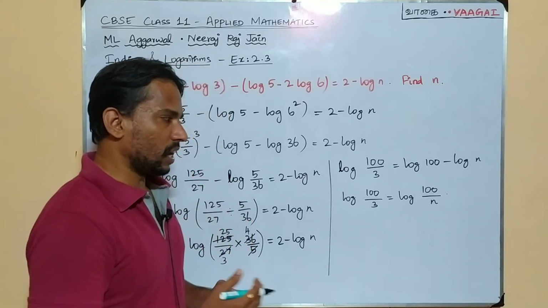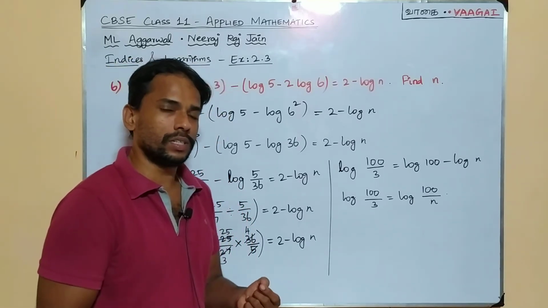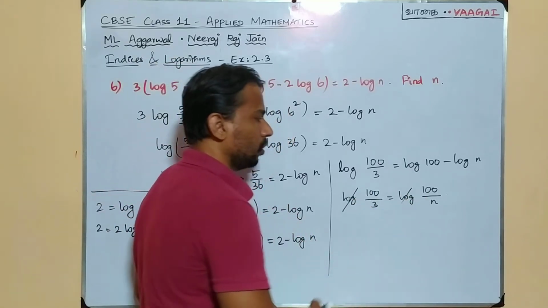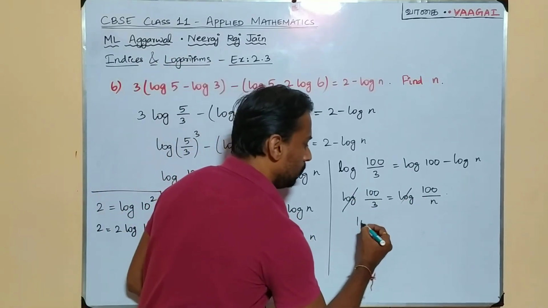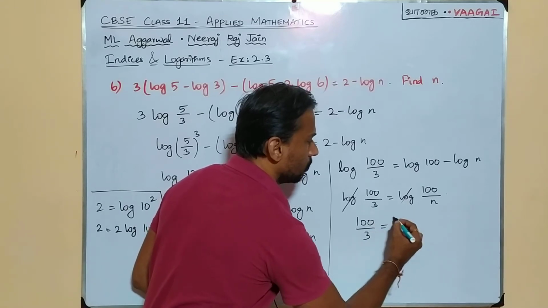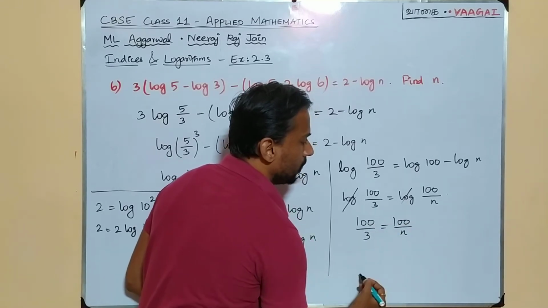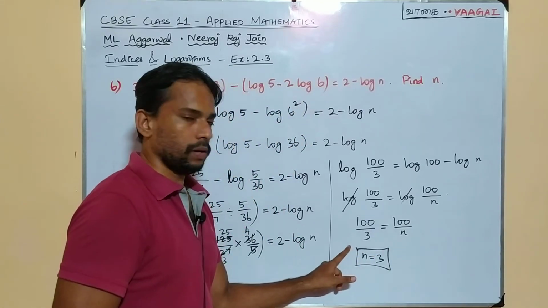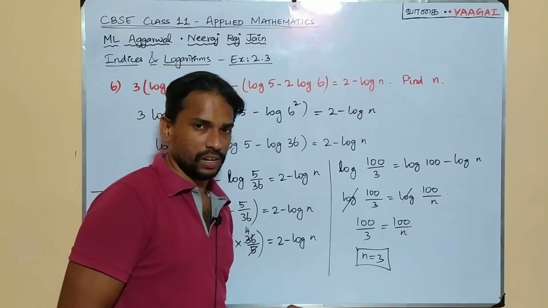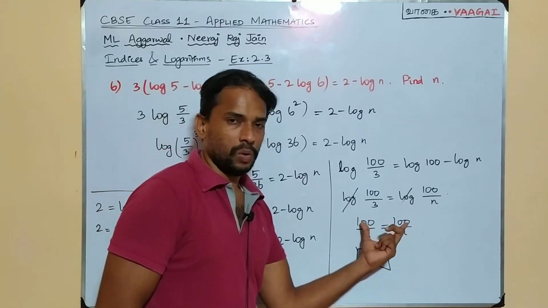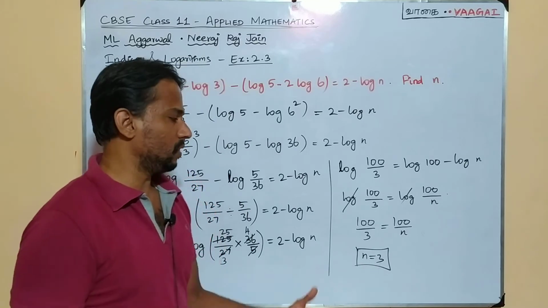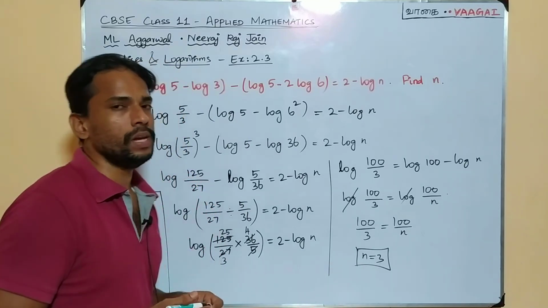Now when you just cut the logs on both the sides, or in other words, if you take anti-logarithm on both sides, what happens? They both will be cancelled. So now we are left with 100 by 3 is equal to 100 by n, and that means n is equal to 3. Simple, right? Why? Because you can directly compare. Since we have two fractions equated and the numerators are same, the denominators will be same. So n is equal to 3.